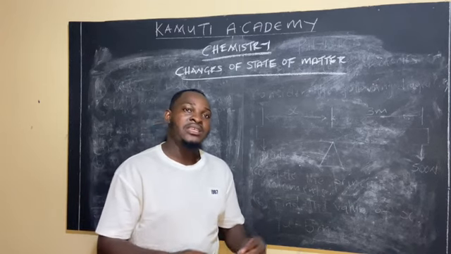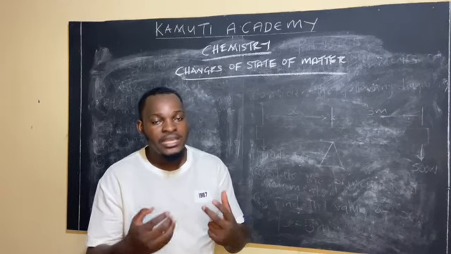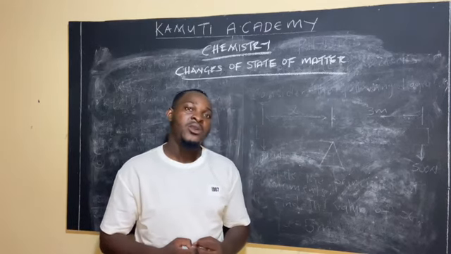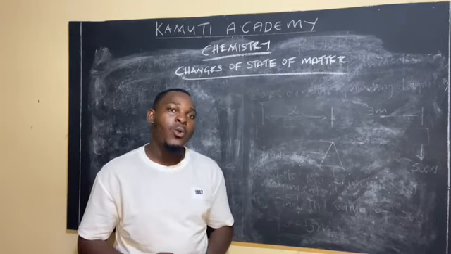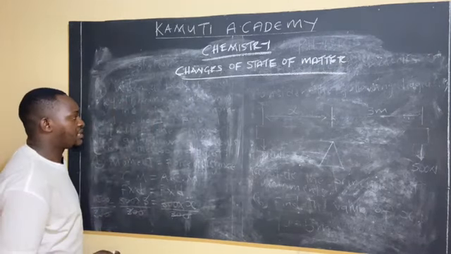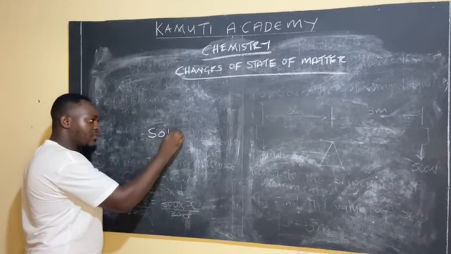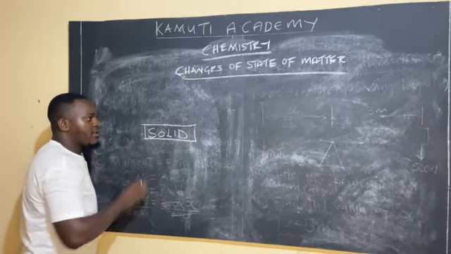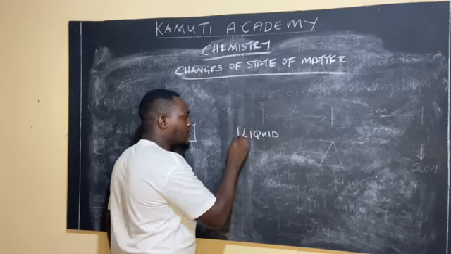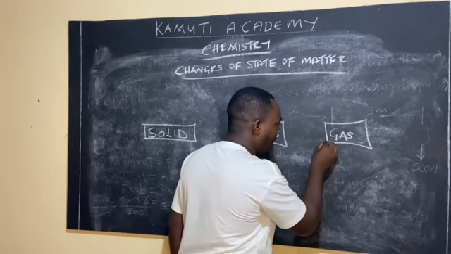Now, these are states in which matter can exist after it has either gained or lost heat energy. Now, we said it can either exist as a solid, a liquid, or a gas when it has gained or lost heat energy. Now, let's follow me on the changes of state. Now, matter, we have what we call a solid. So we'll start with a solid. Then we also have a liquid there. Then we have a gas there.